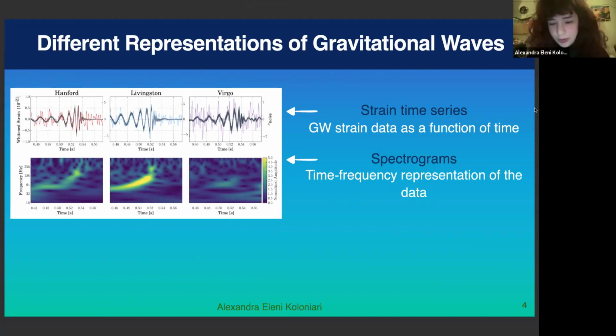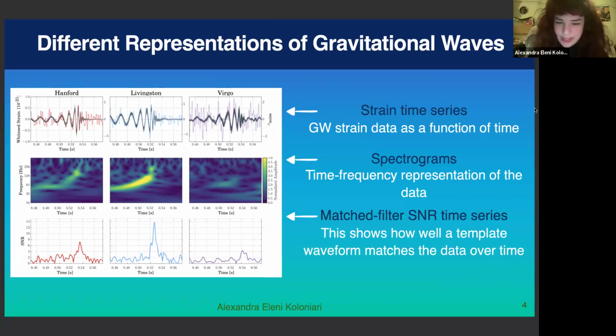Additionally, one more very commonly used representation is the spectrograms, which are a time-frequency representation of the data. In them, we basically expect that banana shape, or as we call it, the chirp. And the final representation we will discuss today is the matched filter SNR time series, which basically shows how well a template waveform matches the data over time. And if we're lucky and we have a match, we will see a big peak like the one you can see in here.